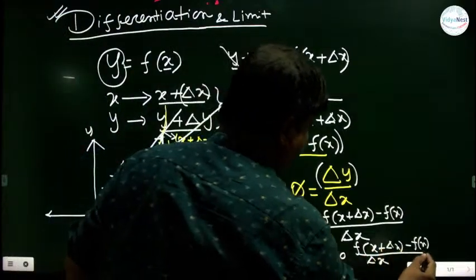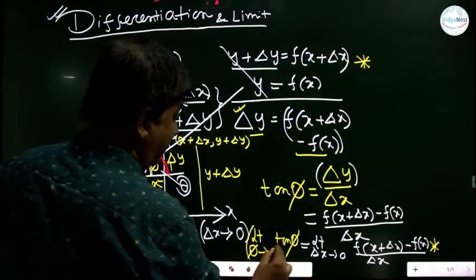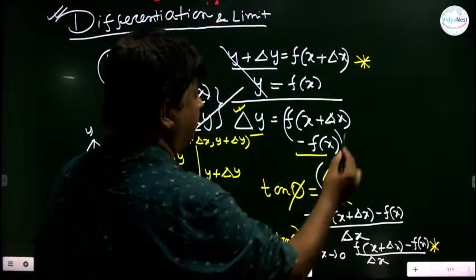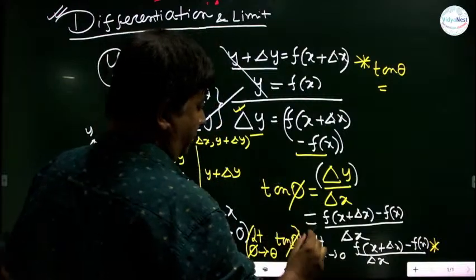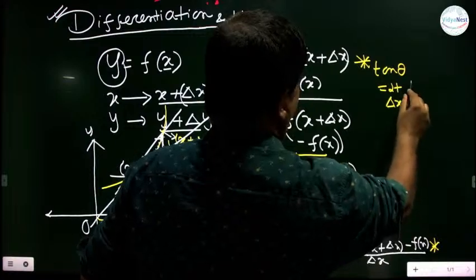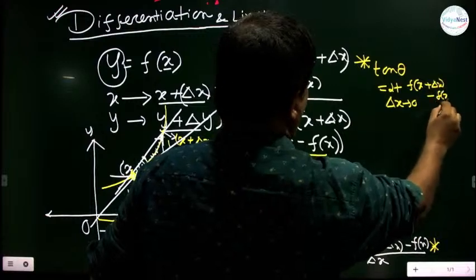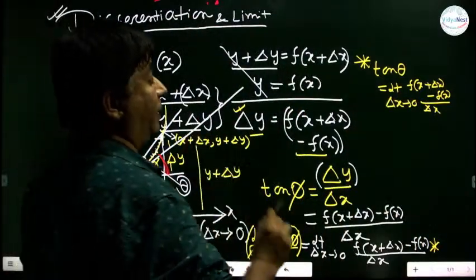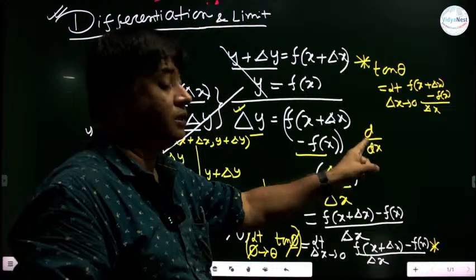So after this step, I am writing here. Once I get that, I will put theta in place of phi. Tan theta equals limit delta x tends to 0, f of x plus delta x minus f of x by delta x. That means differentiation is done. That means you can call it a differential operator.